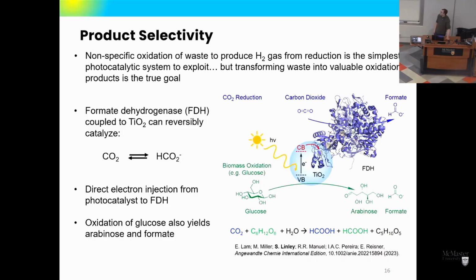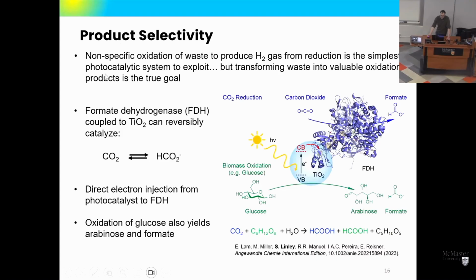And that's something that we were able to do during my postdoc as well. So here we've got titanium dioxide as our light absorber, so a slightly different material from the carbon nitride that we were using earlier. And we've coupled this with an enzyme, formate dehydrogenase. And so this allows us to catalyze the conversion of carbon dioxide to formate.